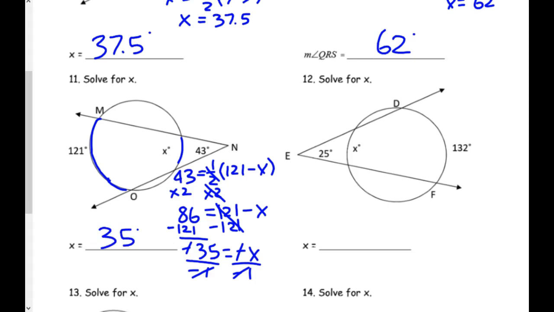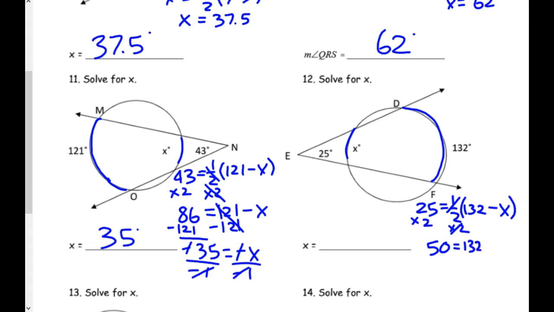12, same idea. Angle 25 equals 1/2 big arc minus small arc. So this time it's 132 minus x. This one's going to look a lot like the last one we did. To get rid of the half, we do times 2, times 2. 50 equals 132 minus x, minus 132, minus 132. That gives us negative 82 equals negative x. x is equal to 82 degrees.